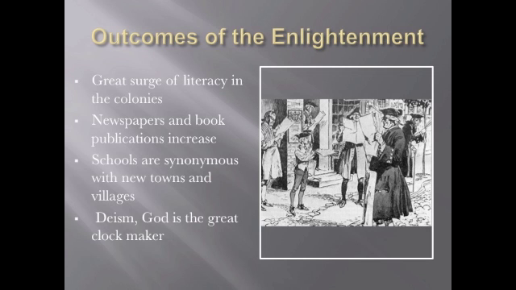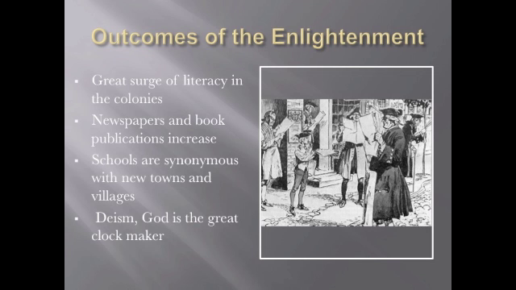Now, the outcomes of the Enlightenment were major on the Americas. First off, there was a great surge of literacy in the colonies. People began to found new schools in towns and villages where they before would not have had schools, specifically in the New England colonies. Newspapers, books, and publications began to increase tenfold. The printing press became a useful tool in the colonies, and many people became what we would call deists, meaning that they weren't overtly religious.